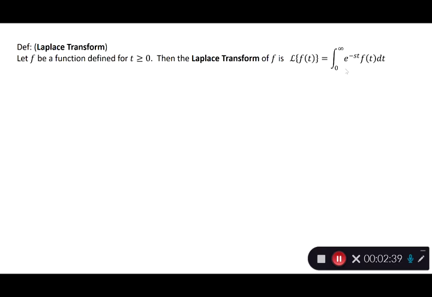Okay, that's why we need to clearly distinguish between the lowercase f and uppercase F. You sort of make a mental image of this. Lowercase f means a function of variable t. Uppercase F is the Laplace of it, a function of the variable s. Okay? Cool. That's it. This is the definition. You get the Laplace of f of t to be the integral from 0 to infinity of e to the negative st times f of t dt.